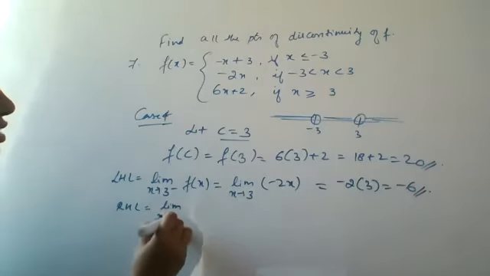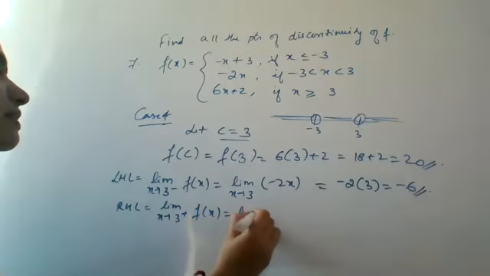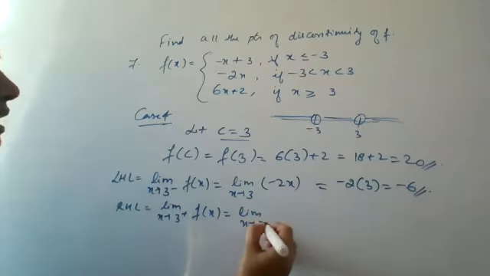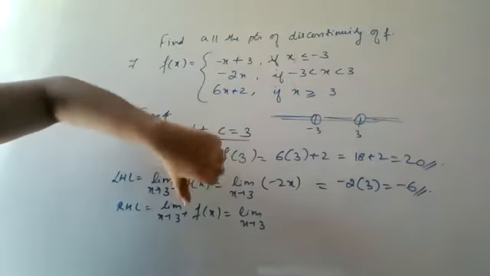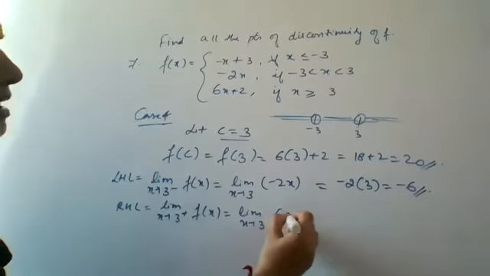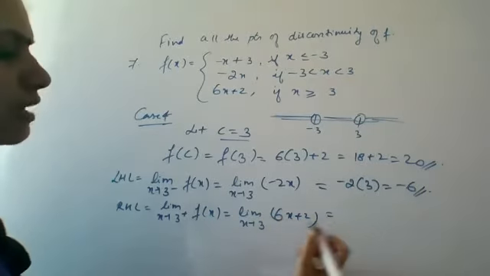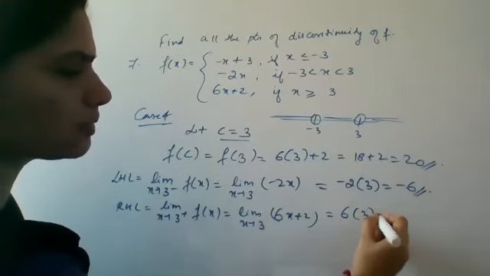Limit x tends to 3 plus of f(x) is equal to limit x tends to 3. Now what will be your function here? It is greater than 3. 3 plus means greater than 3. So you have to take this function which is 6x plus 2 and replace x with 3. So you get 6 into 3 plus 2.